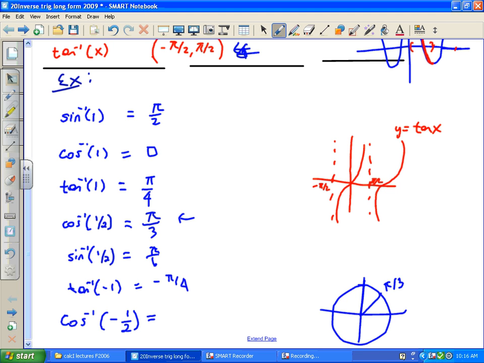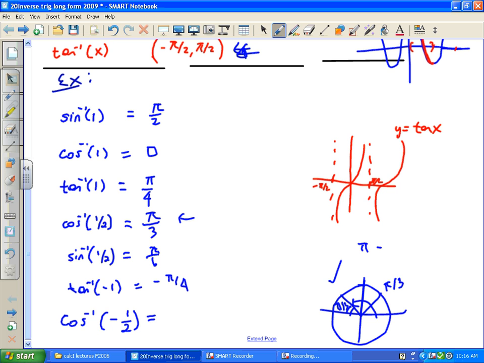Which quadrant do you want to be in right now? Cosine has to be negative, and your answer should be between 0 and pi. So it's got to be in this quadrant, right? So in this quadrant, something with a reference angle of pi over 3 is what we want, basically. We want this angle to be pi over 3. So what angle would that be overall?